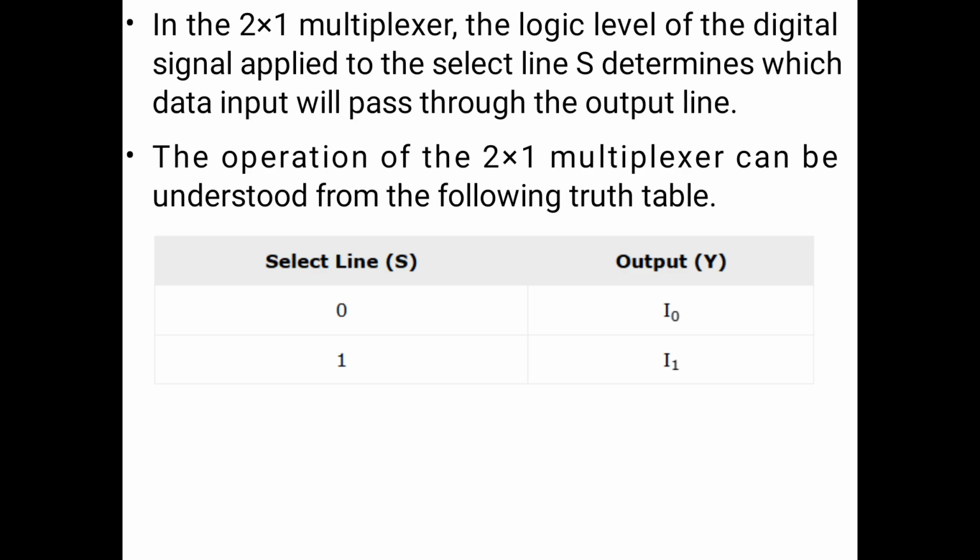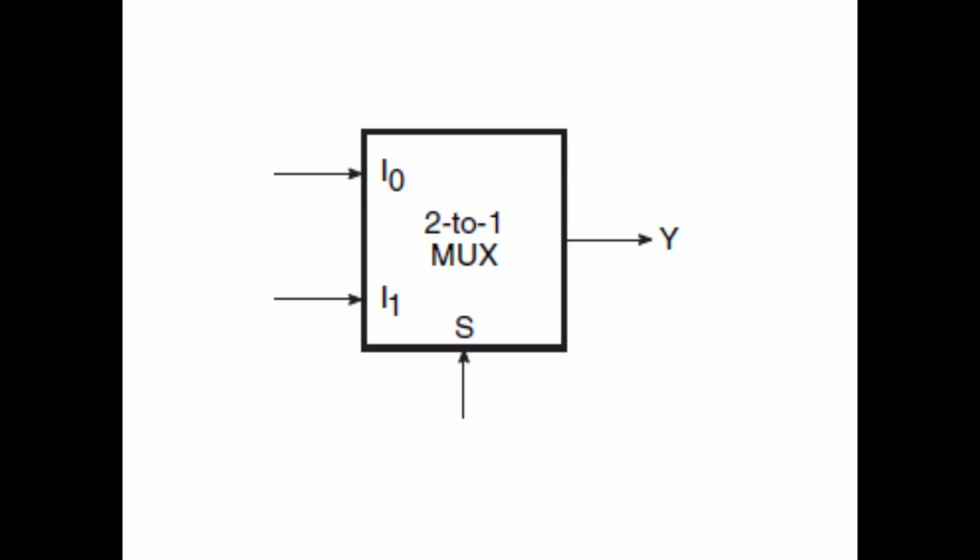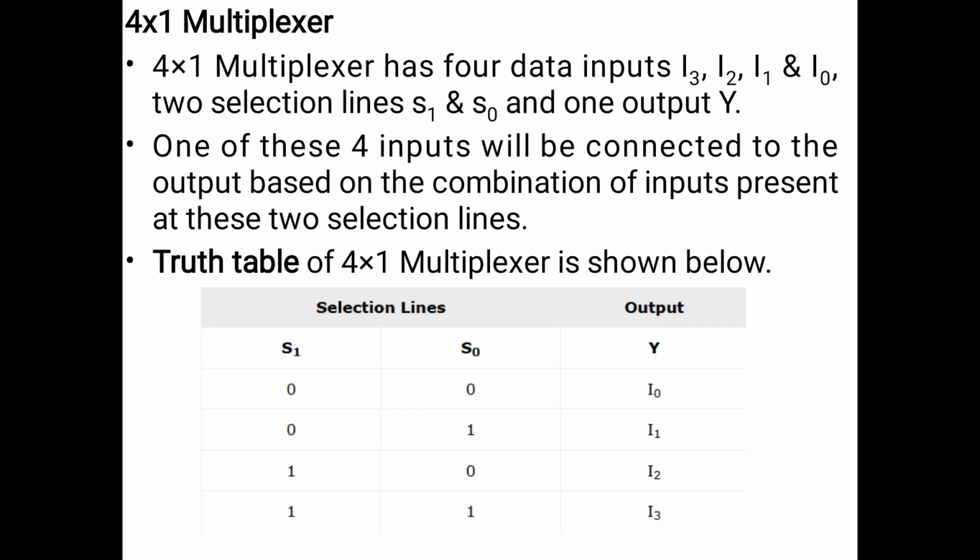The operation of the 2x1 multiplexer can be understood from the given table where the select lines are 0 and 1 and its corresponding output lines will be having the inputs I0 and I1 respectively. So this is a diagram representing a 2x1 multiplexer with inputs I0, I1 and output Y and select line S.